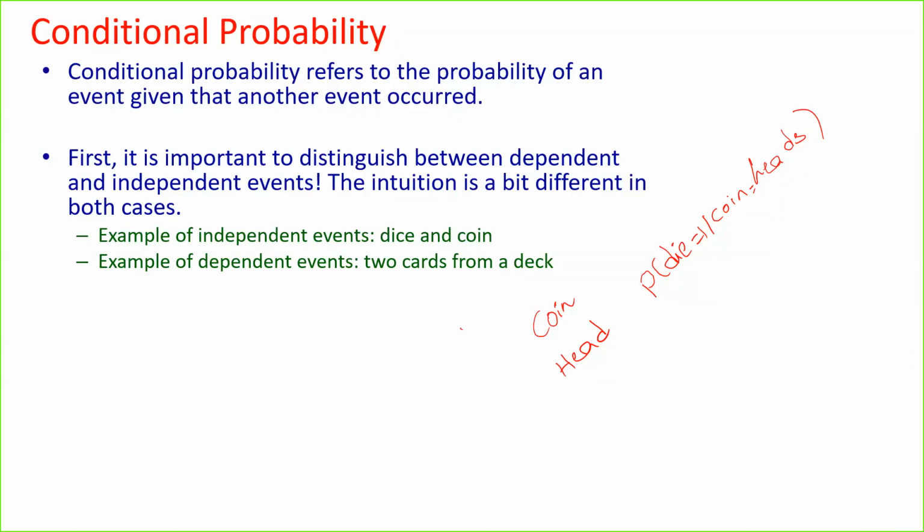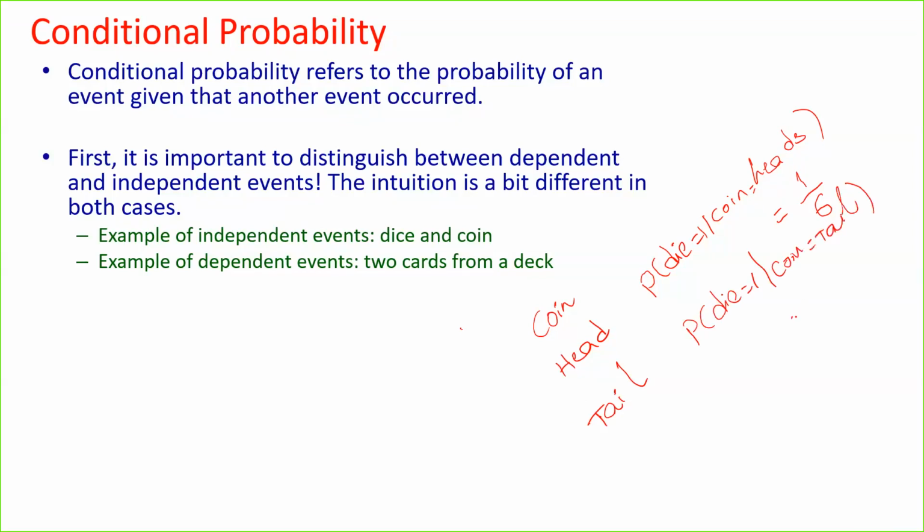1 by 6, sir. 1 by 6, right? The 6 possibilities, getting 1 possibility is 1 by 6, right? Now I gave you an information that, let's say I have tossed a coin. I've got the coin outcome as a tail. Now again I'm asking a question, what is the probability of die equal to 1 given that coin equals tails?